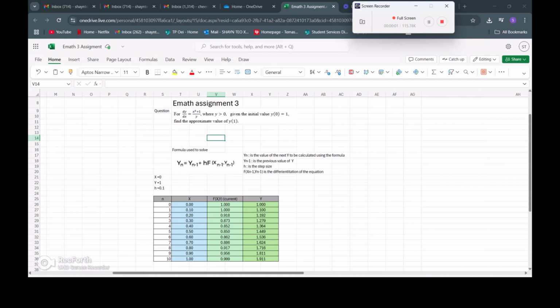So this is the question that we need to solve. dy/dx equals x squared plus 1 over y, where y is greater than 0, given the initial value y0 equals 1. Find the approximate value of y1.